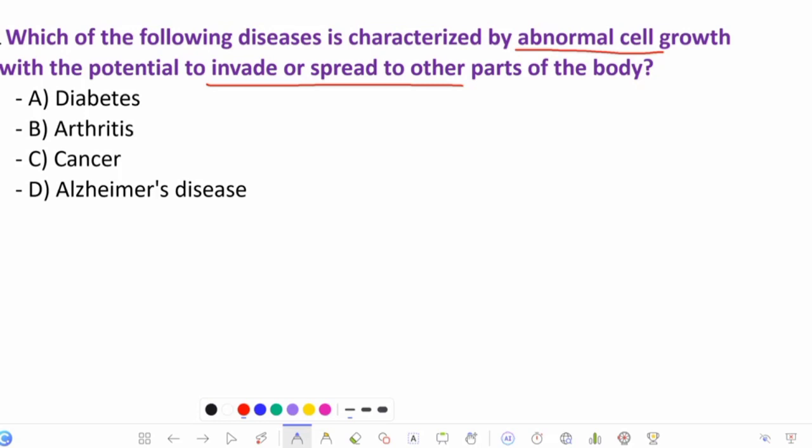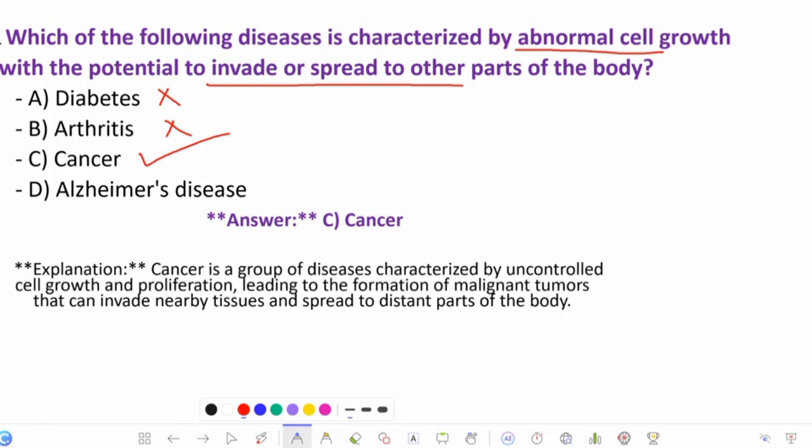So which condition is this? Number 1, diabetes, not at all. Arthritis, not at all. Cancer is the condition where cells abnormally grow and divide and will invade or spread to other parts of the body. Now let's see the explanation. Cancer is a group of diseases characterized by uncontrolled cell growth and proliferation. Proliferation means spreading, leading to the formation of malignant tumors.